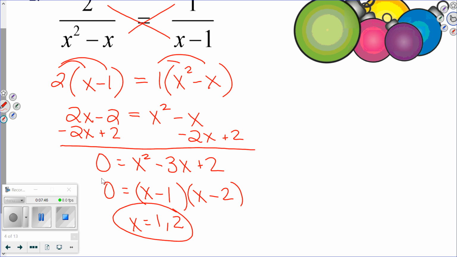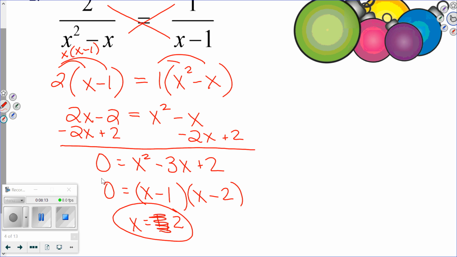Now, back to Brittany's, couldn't I factor this? In order to know the restrictions, you'd have to factor that. So if I factored that, she said take out an x. So what would my restrictions have been? 0 and 1. Look at the answers I have. It's only 2. 1's extraneous.